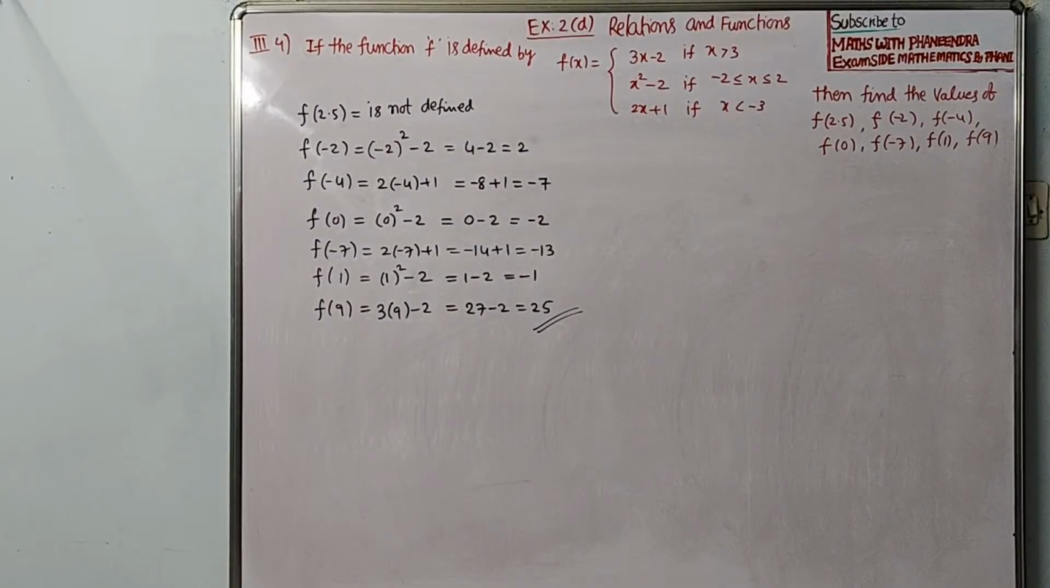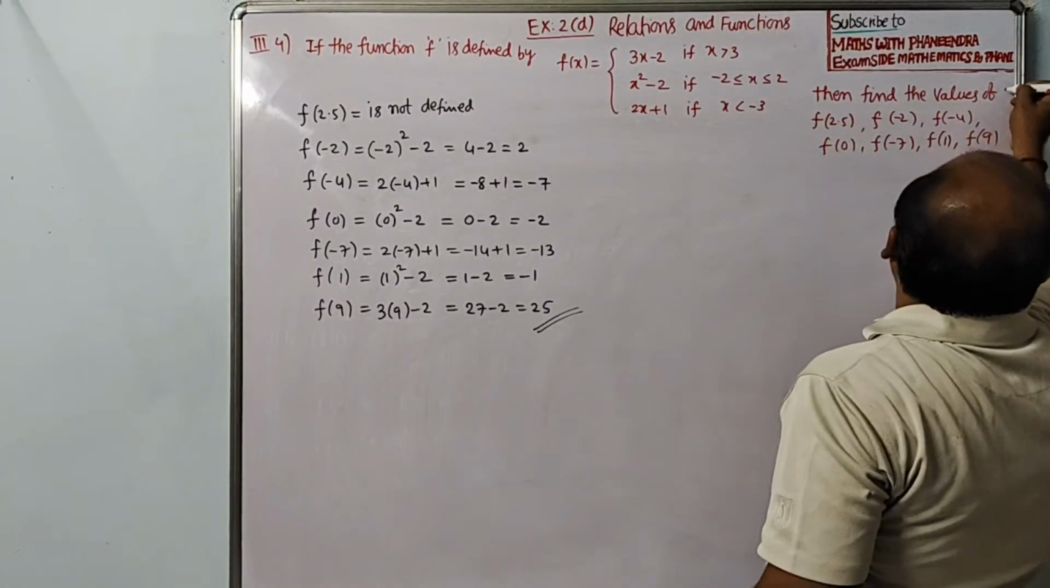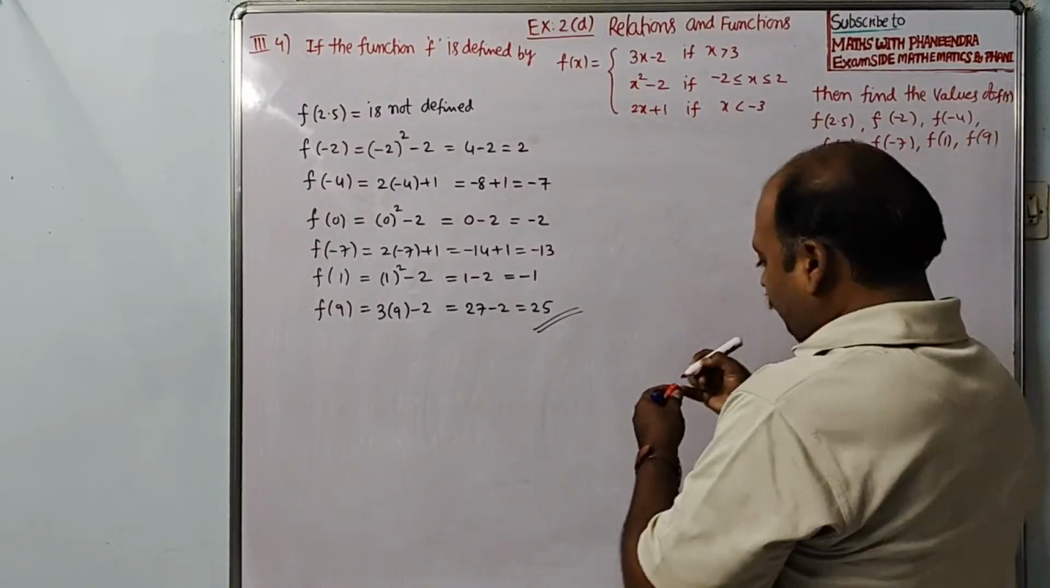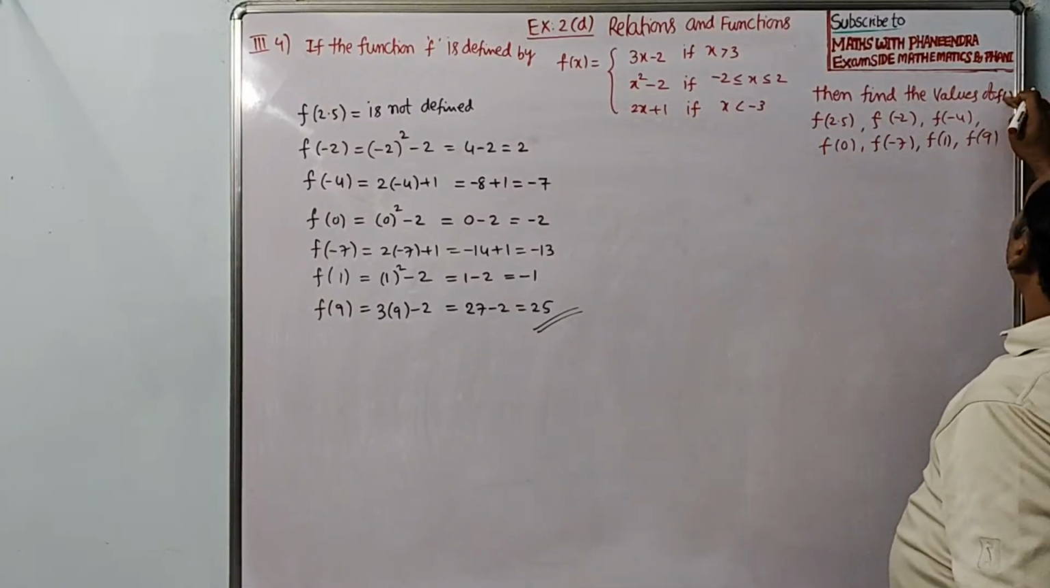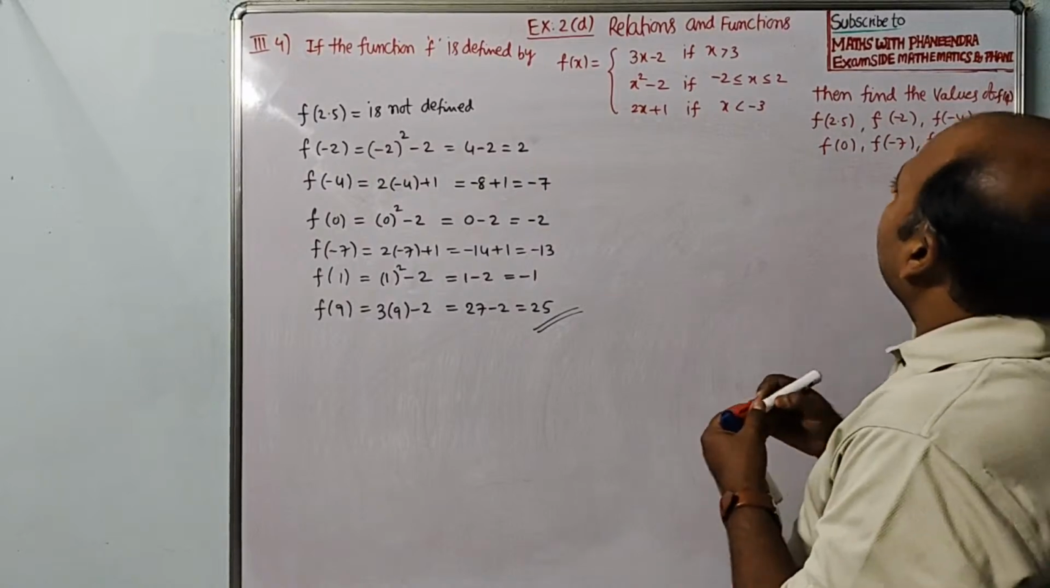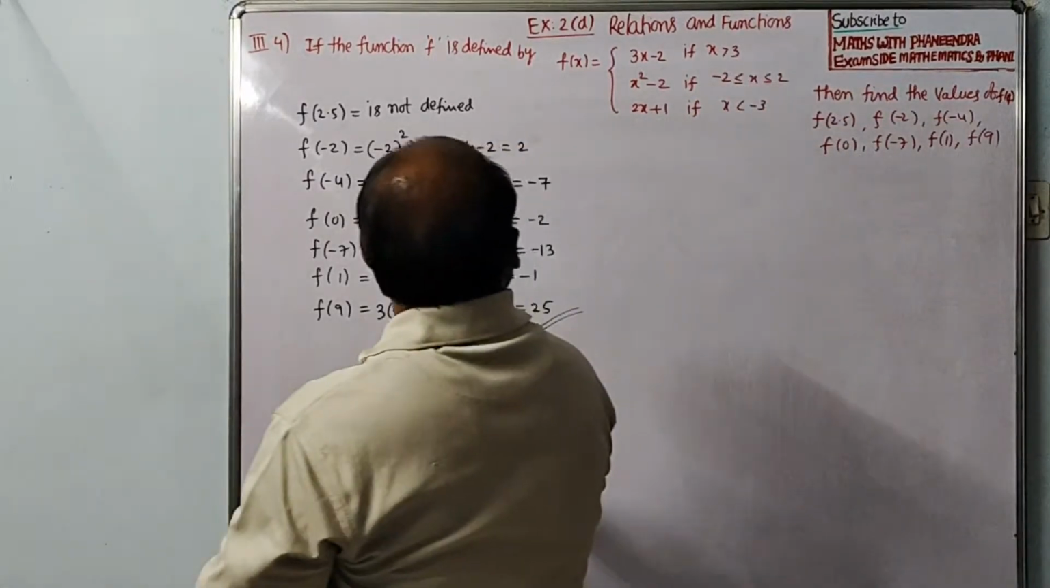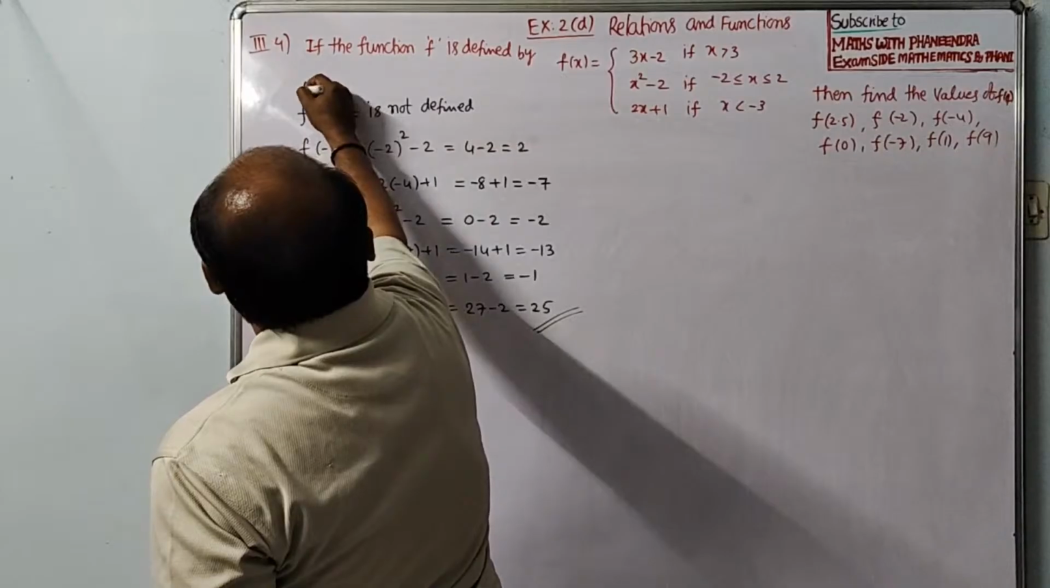So first one. See, one more is there. F of 5 they are asking to calculate. Here, f of 5 is also there. So f of 4. F of 4 means what? Here, f of 4.